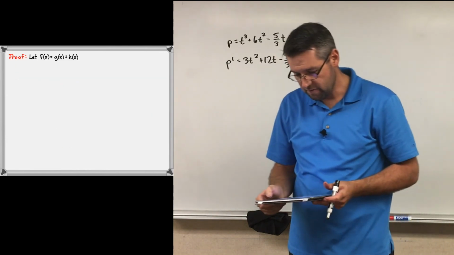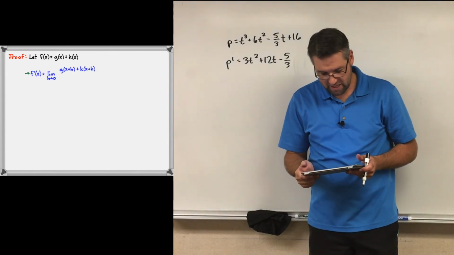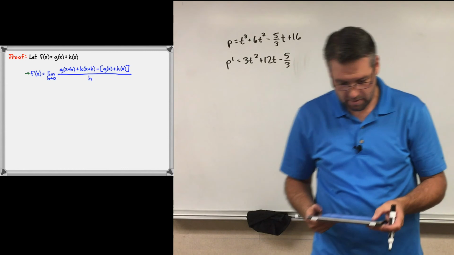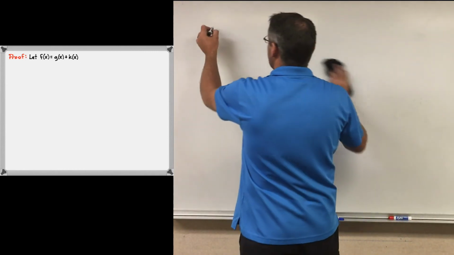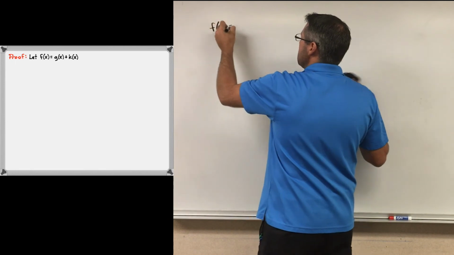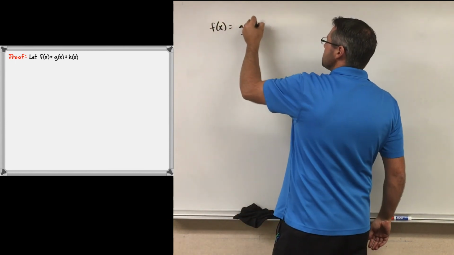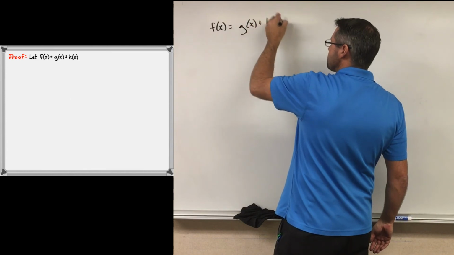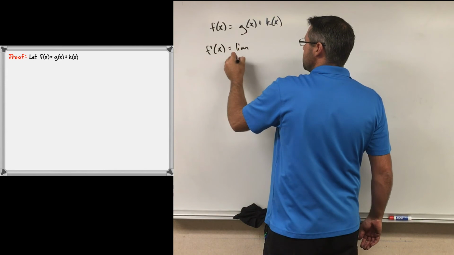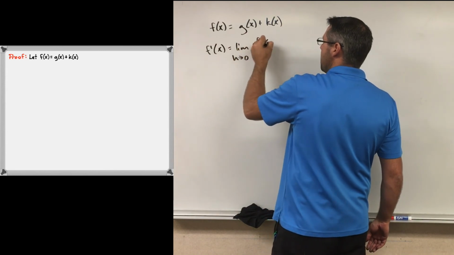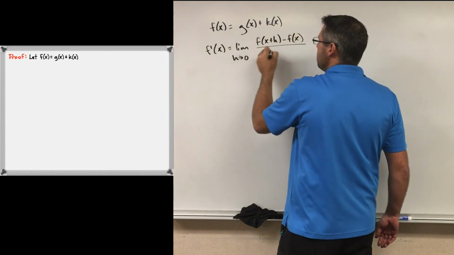All right, now the proof of this, there's the bell. The proof of this is going to look, well, maybe I should do this on the board. If I have two functions that I'm putting together to get a separate function, I've got f of x equals, the two that I use here are g and k. g of x plus k of x. If I want the derivative, we take the limit as h approaches 0 of f of x plus h minus f of x all over h.